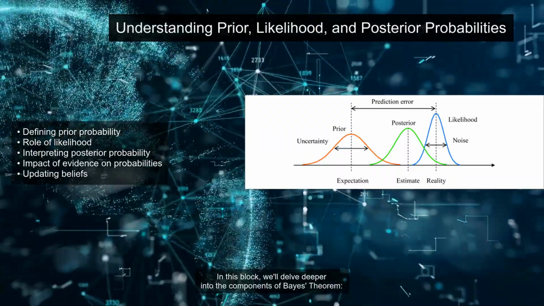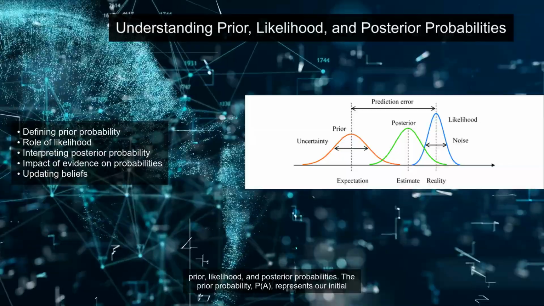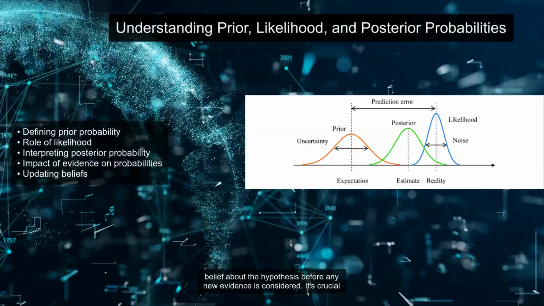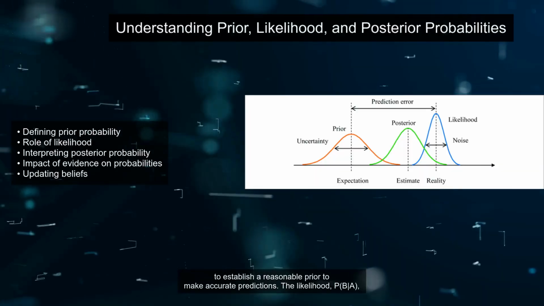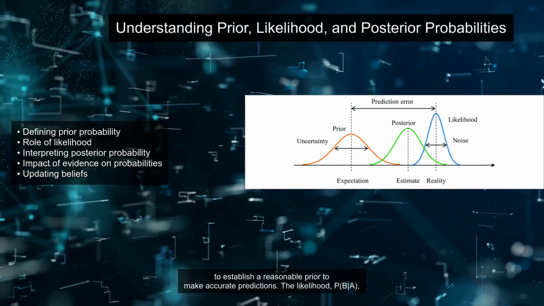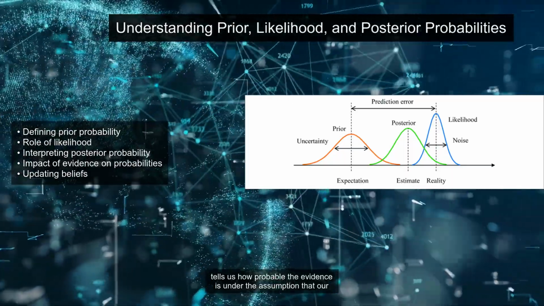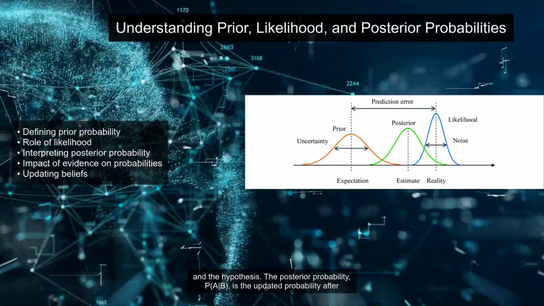In this block, we'll delve deeper into the components of Bayes' theorem: prior, likelihood, and posterior probabilities. The prior probability, P(A), represents our initial belief about the hypothesis before any new evidence is considered. It's crucial to establish a reasonable prior to make accurate predictions. The likelihood, P(B|A), tells us how probable the evidence is under the assumption that our hypothesis is correct. It's a measure of the compatibility between the evidence and the hypothesis.